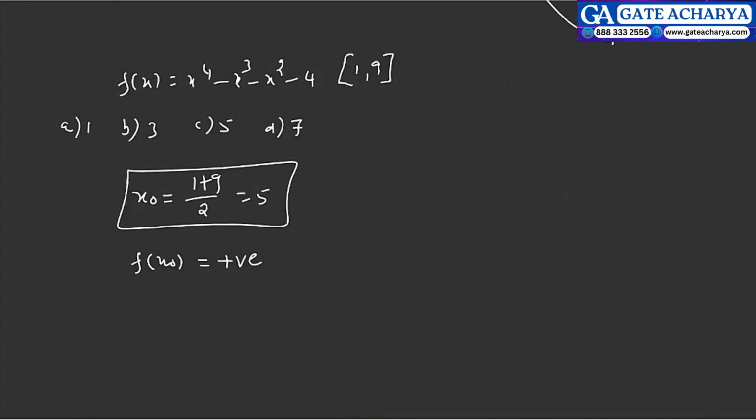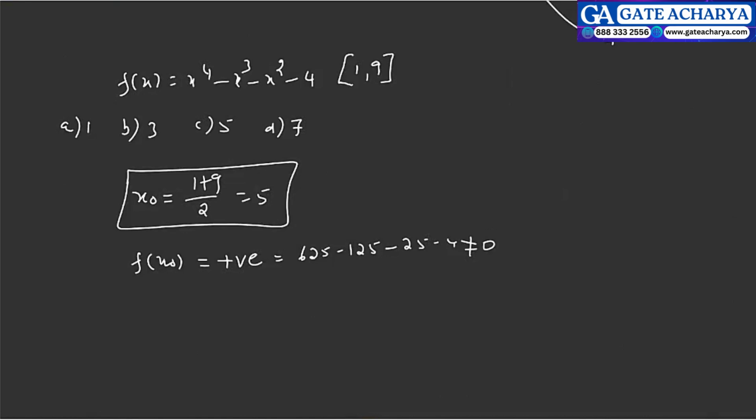So f of x0 is positive, but it is not 0. What's the value here? 5 power 4 is 625 minus 125 minus 25 minus 4. So the value will never be 0. Therefore, this first iteration is not the solution, but an approximate solution.